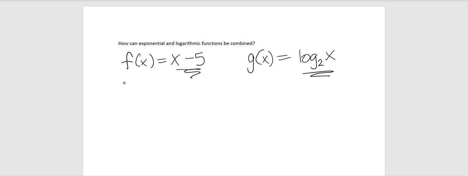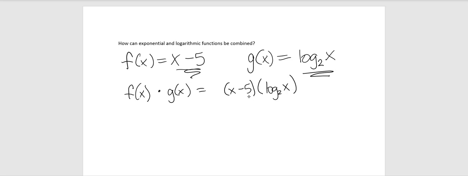Other options we'll see would be to multiply. So if we were going to multiply f of x times g of x, we would have x minus 5 multiplied by log base 2 of x. We would want to simplify this one here by using the distributive property to show that we can multiply. Here we've got x times log base 2 of x minus 5 times log base 2 of x.